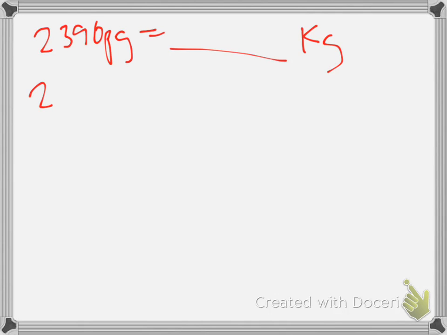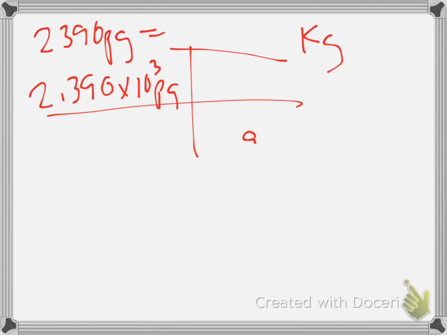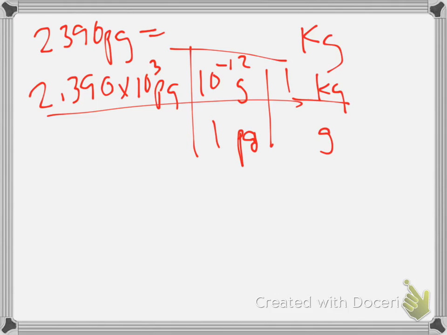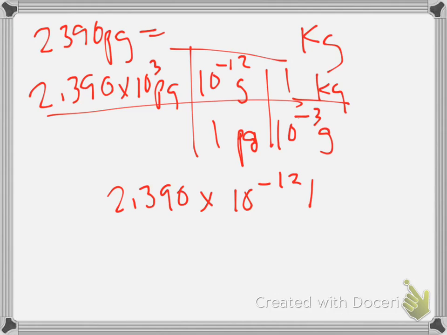The next one, 2390 picograms going to kilograms, 2.390 times 10 to the third picograms, picograms, grams, grams, kilograms, 10 to the negative 12th, 10 to the negative third. Okay, so we get 2.390 times 10 to the negative 12th kilograms. Tiny little number.